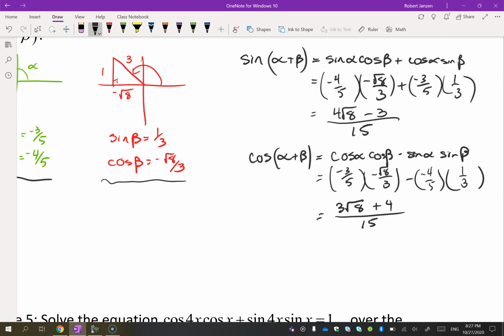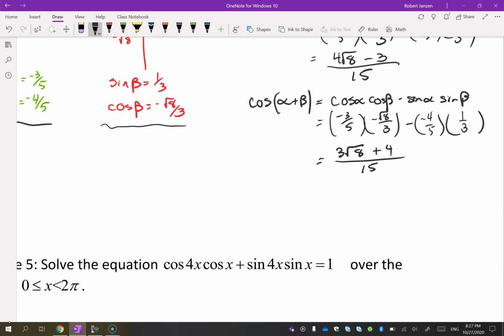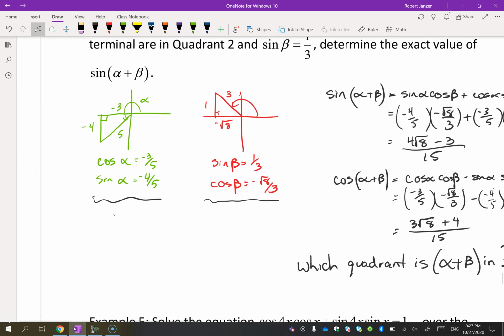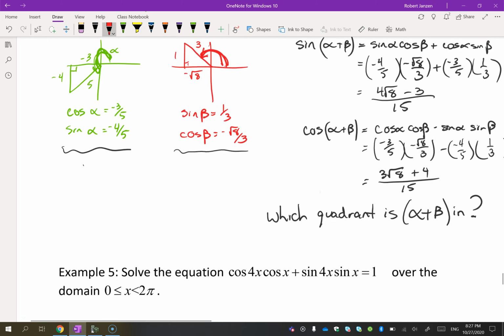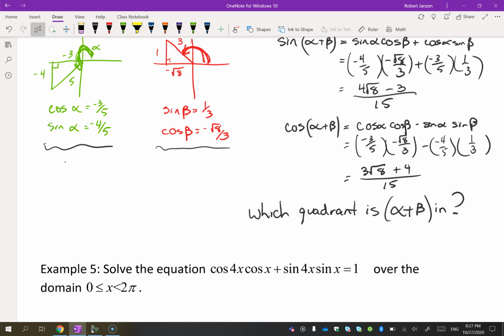Now, quick question for you. This is kind of a trick question. I haven't seen this asked in a while, but which quadrant is alpha plus beta in? Because alpha plus beta is saying if we add up angle alpha, which is here, and we add it to angle beta, however big that is, where is it going to end up? Is it going to be in quadrant 1, 2, 3, or 4?